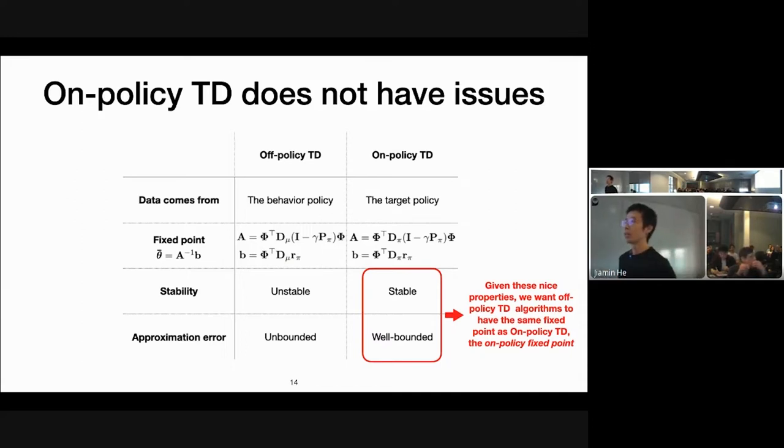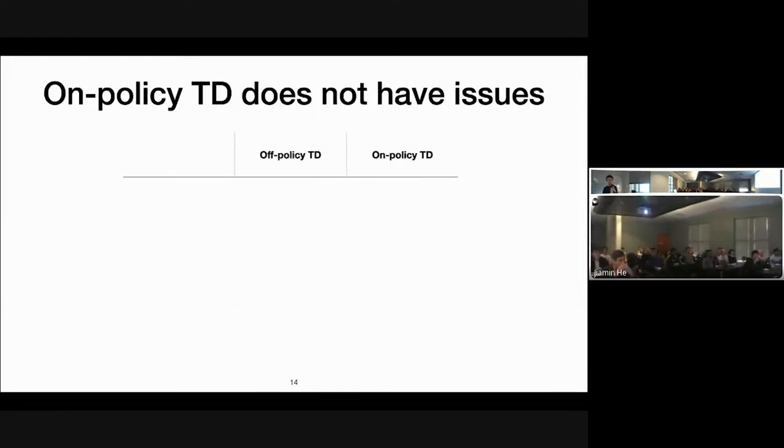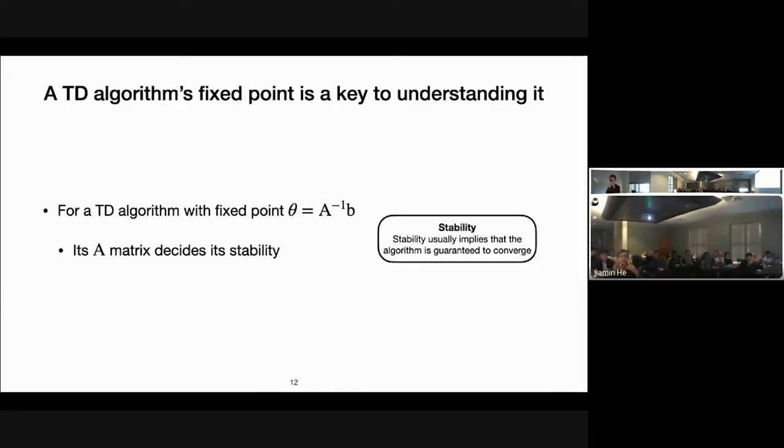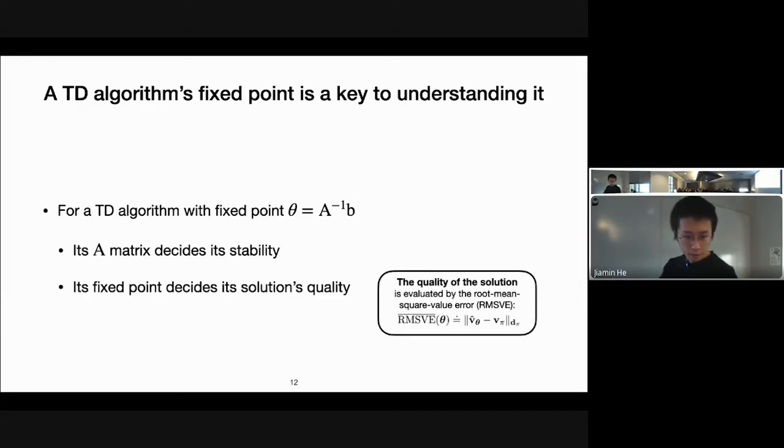Yep, question? Yeah, question. So in the few slides before, when you talked about the RMSVE, the v pi, do we assume v pi to be linearly realizable for any pi? Well, let me repeat the question. The question is, does v pi here on the slide depend on realizability or not, right? To answer this question, we do not make assumptions on the representability of the feature. So if it is linearly realizable, this error theoretically can be reduced to zero. Otherwise, it will have a minimum error.